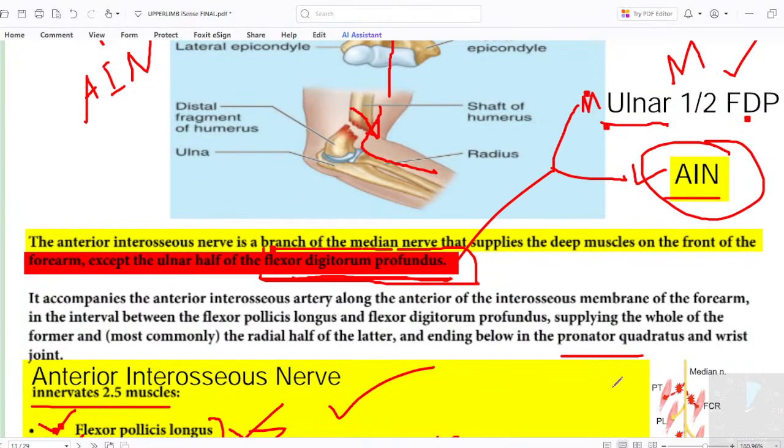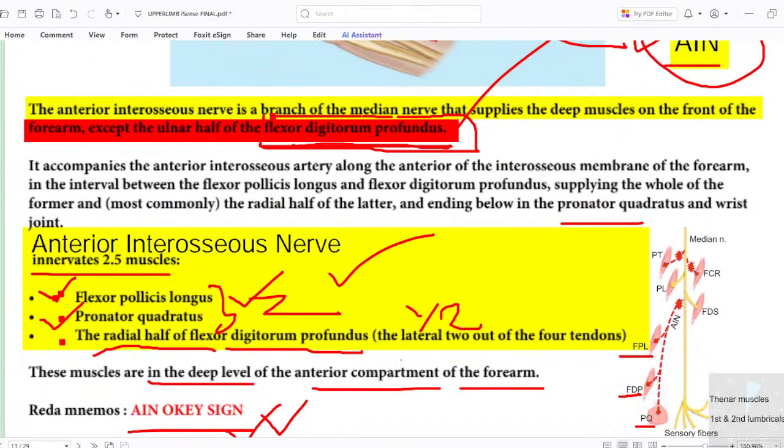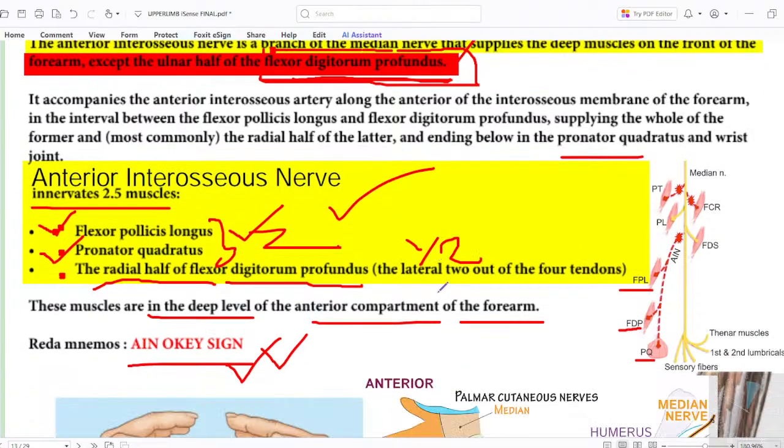Anterior interosseous nerve, very important, very important. This is an exam question, both part A and B. Which are the muscles supplied by the anterior interosseous nerve? Two and a half muscles. What are the two muscles? Flexor pollicis longus, this is one muscle. Another one, pronator quadratus. And another, we have flexor digitorum profundus.